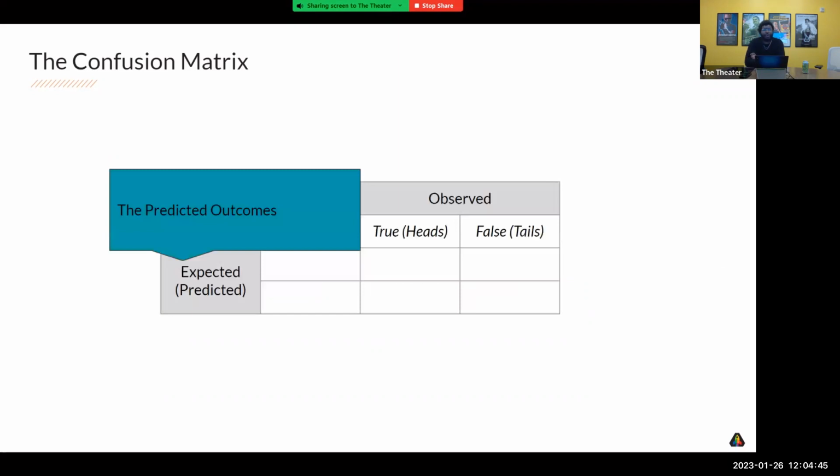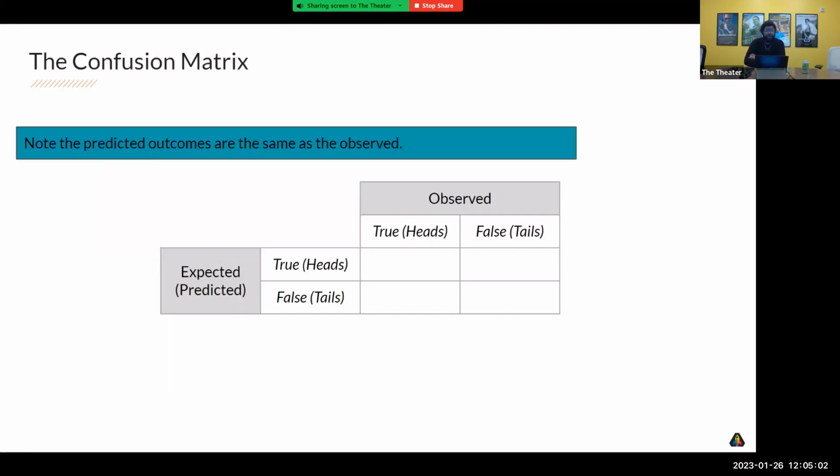Next, we have our predicted outcomes. And so this is what we expect. This is what we predict. This is what the models are returning. And so you would imagine that because this is a binary classification problem, we see that true and false is up top, or heads and tails, that's what we're going to get here.